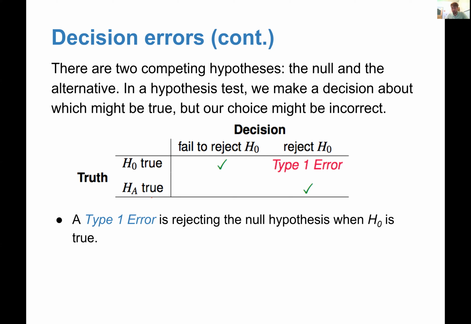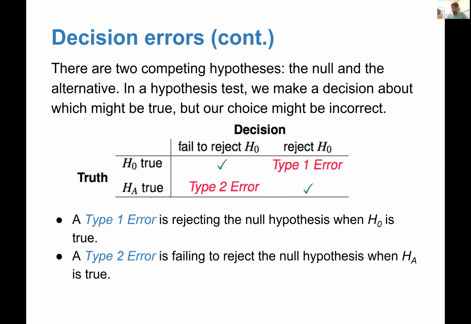Okay? So if the null hypothesis is true, that's like the person is innocent, but then we reject it, we throw them in jail. So type 1 error is like throwing an innocent person in jail. And then type 2 error is that something is going on. The person is guilty, but we fail to reject the null hypothesis. So then the guilty person goes free. Okay.